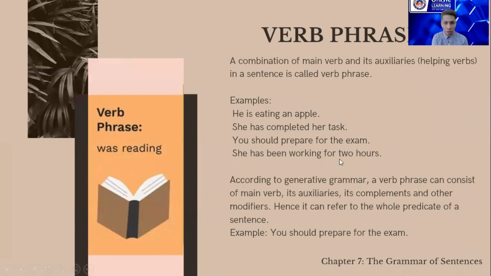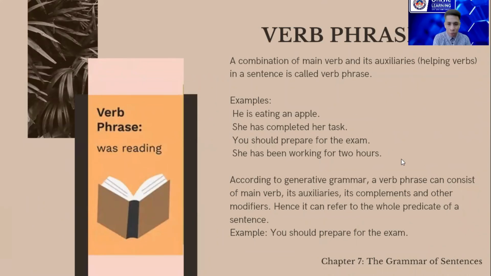So in verb phrase, this one is a combination of main verb and its auxiliaries or helping verbs. So in a sentence, it's called a verb phrase. For example, he's eating an apple. So is eating is already our verb phrase. According to generative grammar, a verb phrase can consist of main verbs and its auxiliaries, and its complements and other modifiers. So for example, you should prepare for your exam.